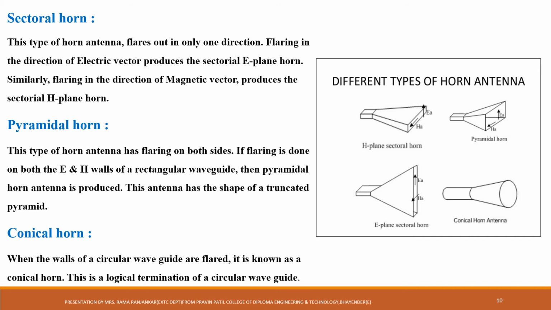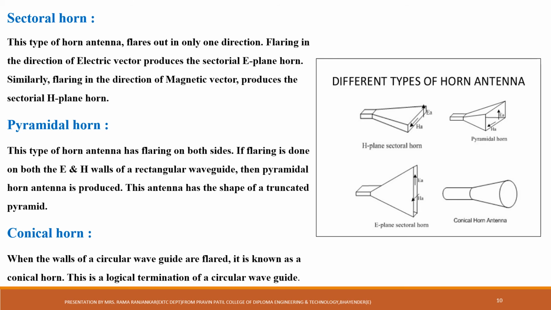Other types of horn antennas are also available. First is the sectoral horn. This type of horn antenna flares out in only one direction. Flaring in the direction of the electric vector produces the sectoral E-plane horn. Next is the pyramidal horn. This type of horn antenna has flaring on both sides. Flaring is done on both the E and H walls of a rectangular waveguide, so it is called a pyramidal horn antenna. And the conical horn: when the walls of a circular waveguide are flared, it is known as a conical horn. This is a logical termination of a circular waveguide.